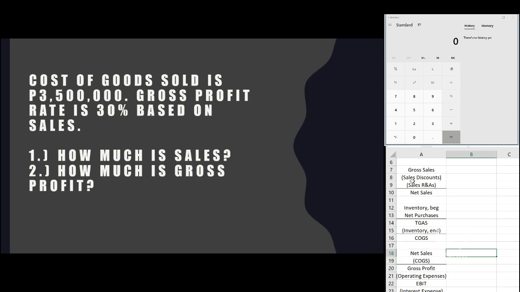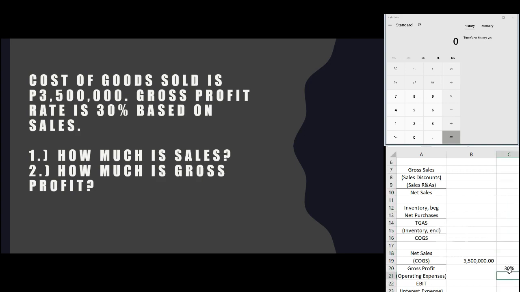Okay? So lagyan natin ang amount. Cost of goods sold is 3,500,000. Okay? Ayusin natin to. Ayan. And then, pinapahanap sa atin ang net sales and ang gross profit. So for now, hindi pa natin siya mahanap, because we have to apply yung percentage natin. Ang sabi dito, gross profit rate is 30%. So, lagay natin to. 30% ang ating gross profit rate.